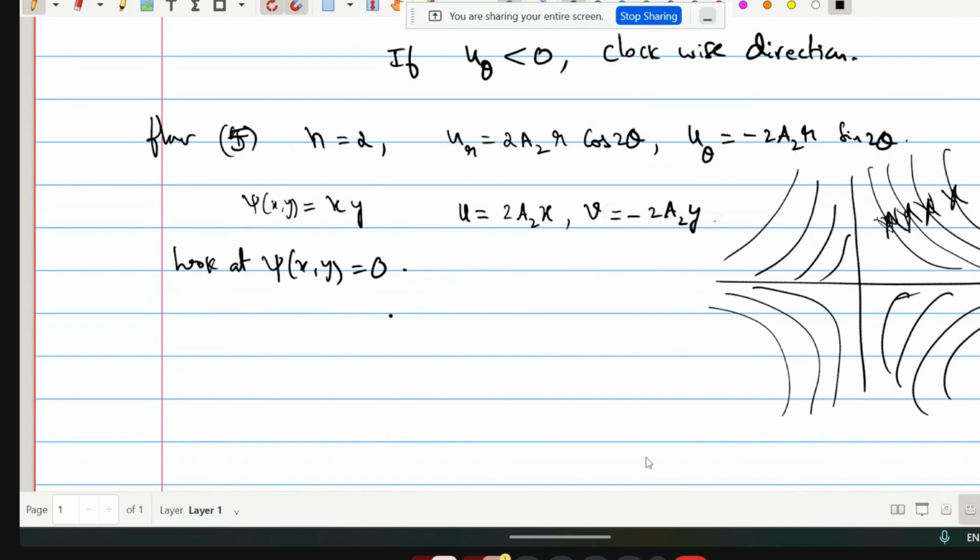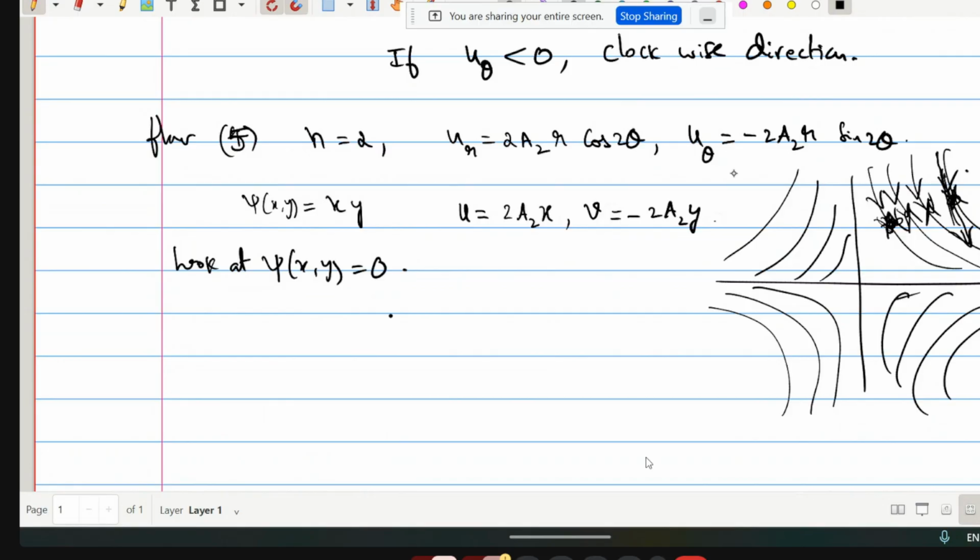So u is positive, v is negative. That means it is in this direction only, isn't it? If you draw a line, the tangent means this way, no? This is your tangent. So what is the tangent? Basically, u is in the x direction, it is positive, and in the y direction it is negative, right? So this is this direction.